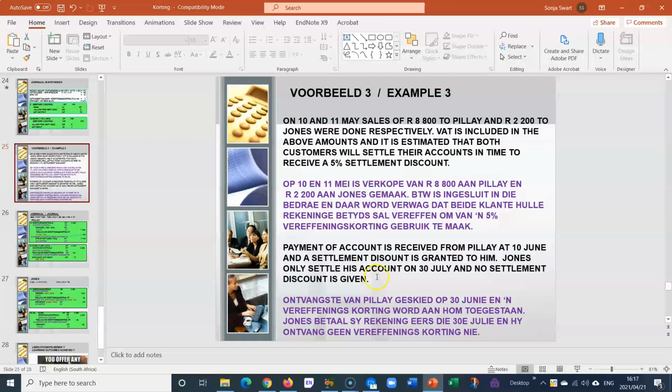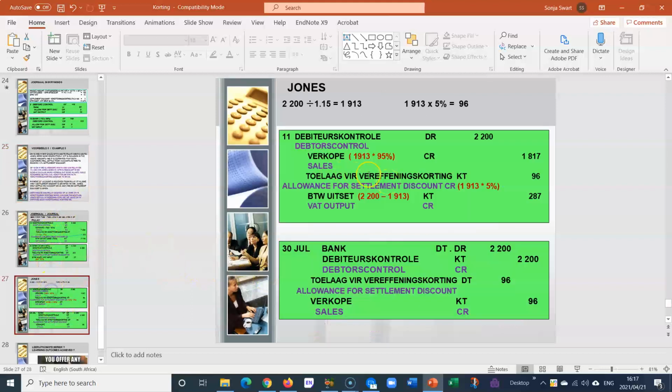Now, Jones only settled his account on 30 July and no settlement discount is given. So, although we had expected that he will make use of a settlement discount, he pays too late to make use of it. So what is the amount that he has to pay now? Now he has to pay me the full 2,200 Rand. So debit bank 2,200, credit our debtors control account 2,200.